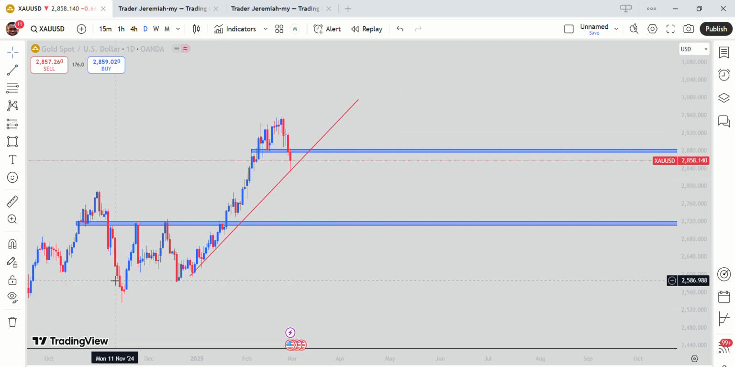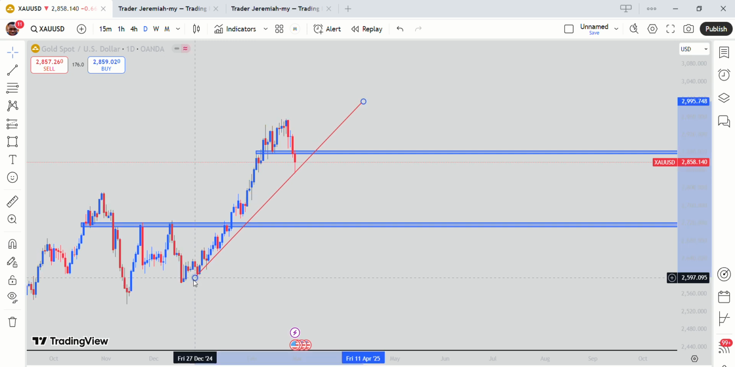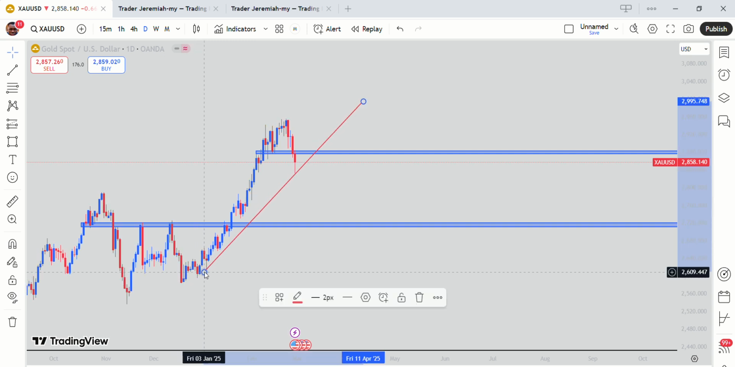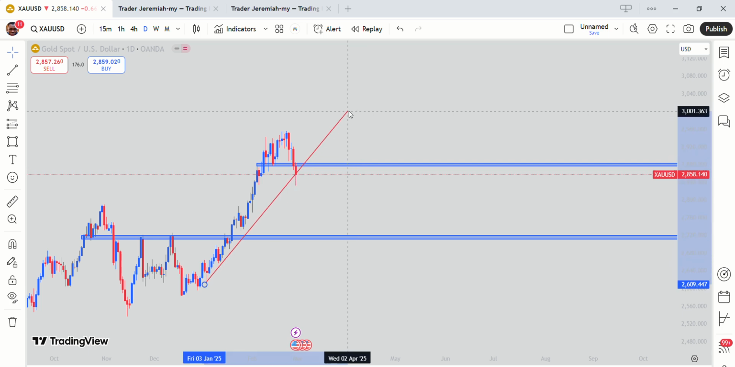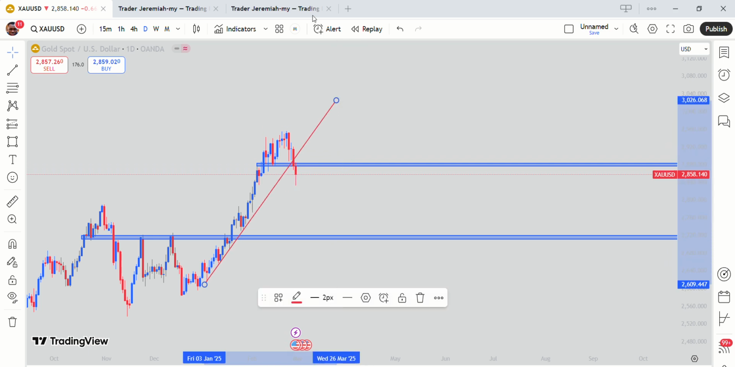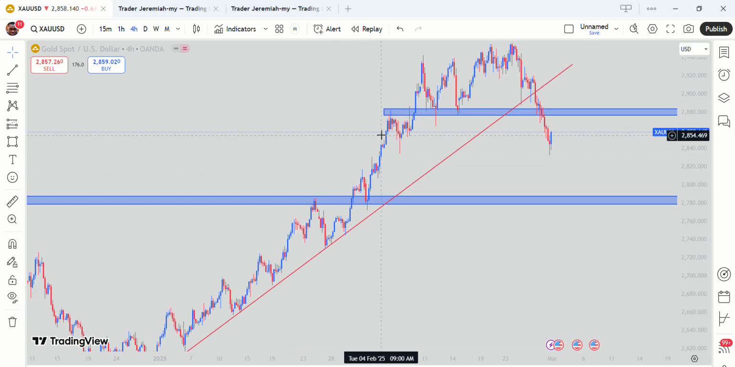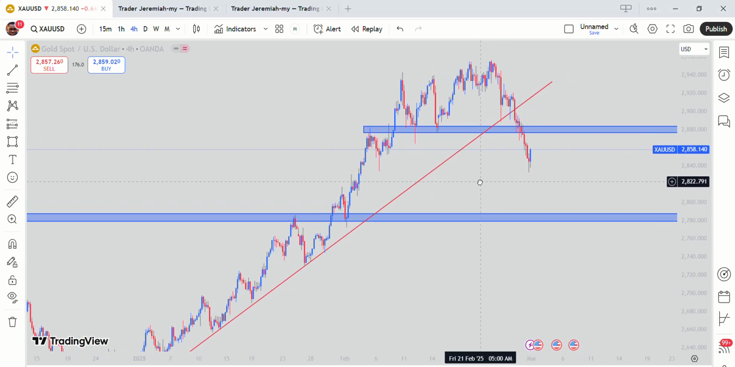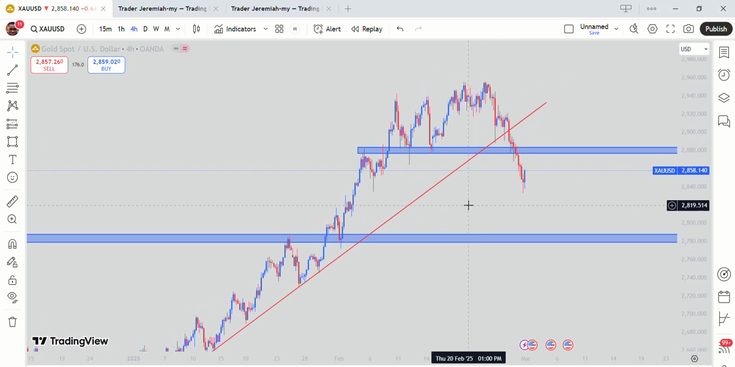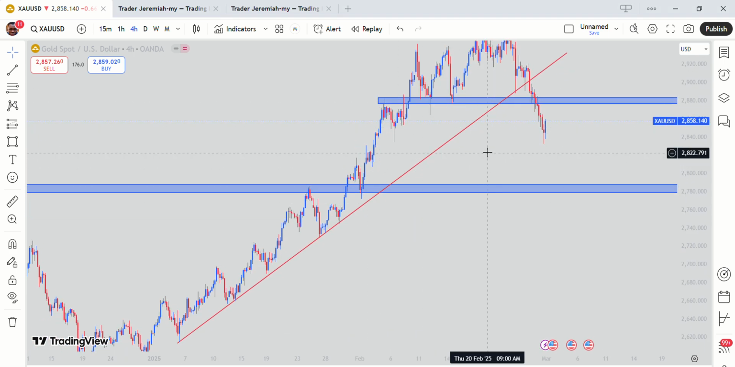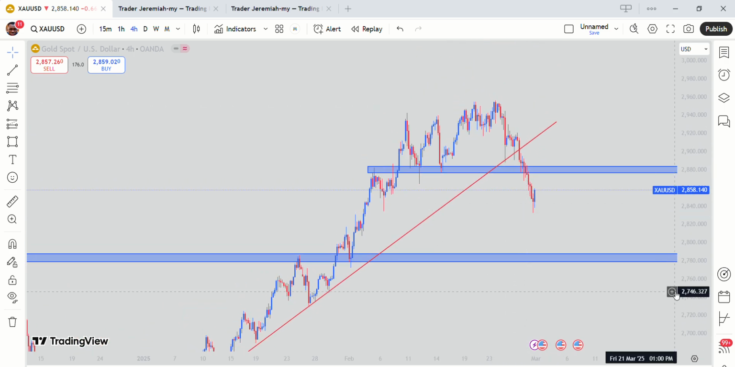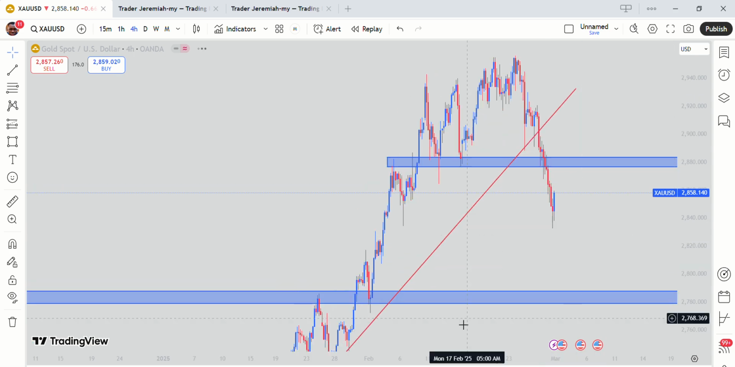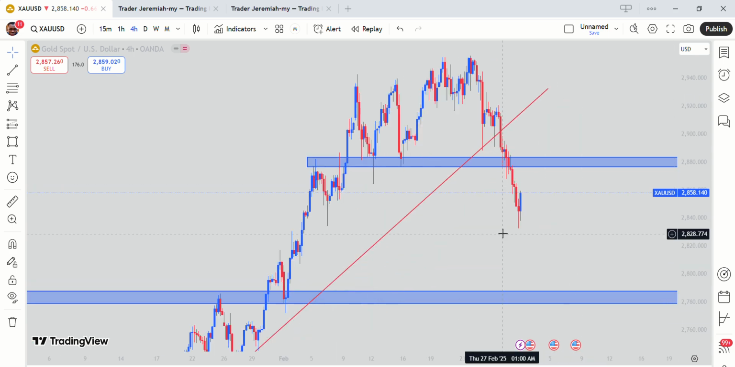So gold was trending to the upside like this. So this is how gold currently looks at the moment. The overall direction of gold was trending to the upside on the 4-hour time frame and on the daily time frame, but it seems like gold is now about to start trending to the downside.